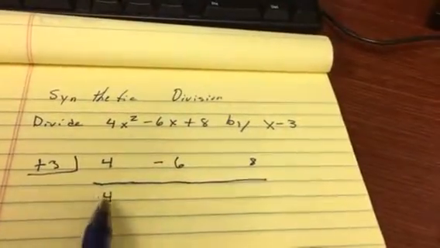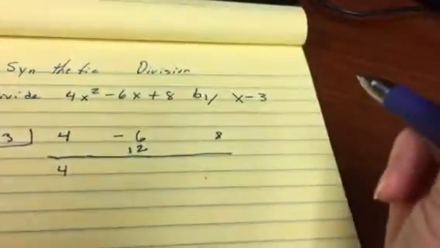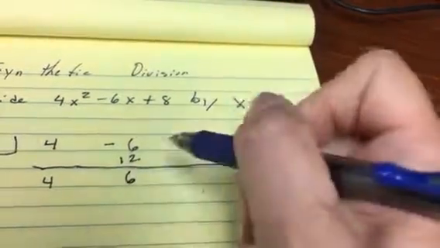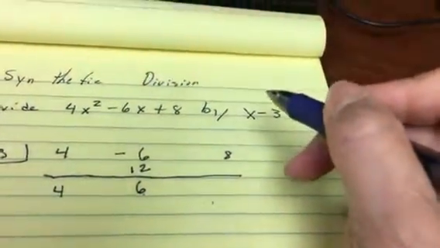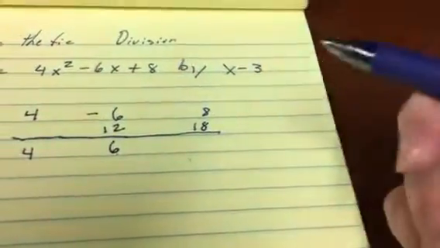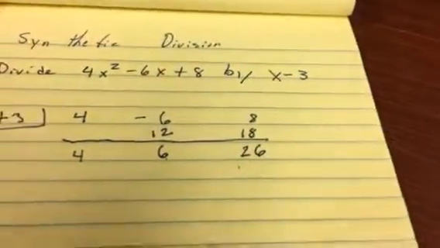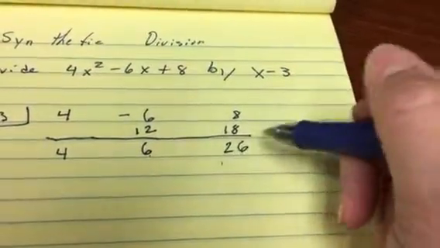So what I'm going to do is multiply 4 times 3, and I get 12. I'm going to write it under the second value and put these together. So 12 minus 6 would be 6. I'm going to multiply this value times this one, so it'd be 18. And then I'm going to put those together, and notice I get 26. And I'm finished.